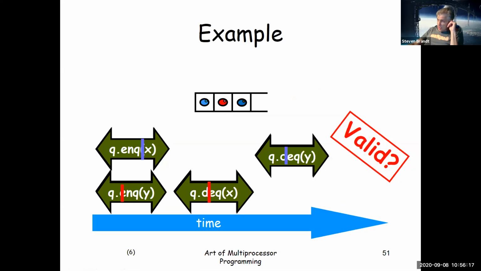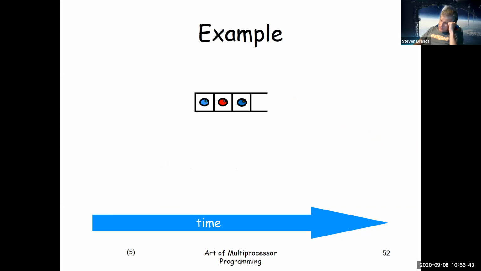Now, if we had chosen different linearization points, this would represent an invalid execution, right? Because I enqueued Y before I enqueued X, but I dequeued X before I dequeued Y. That doesn't make sense, right? It's a FIFO queue. So this is not a valid choice for the linearization points. The first one was.